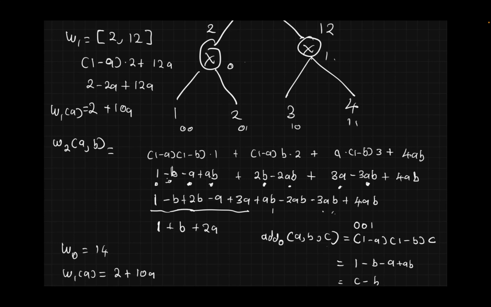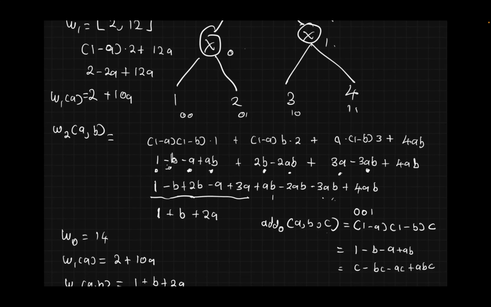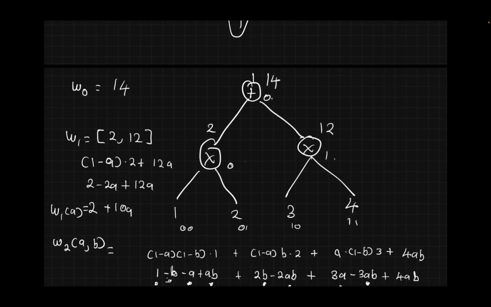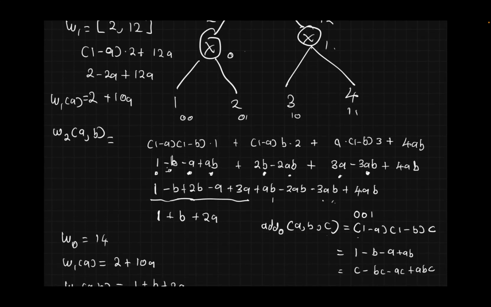Bro, I don't understand. Yeah, please, can you start this page? So we're doing the add for the layer 0, the output layer, right? The only input that will go into that function that will give you 1 is 0, 0, 1, right? So that means A has to be 0. That's 1 minus A. B has to be 0, 1 minus B, and C is just C, right?